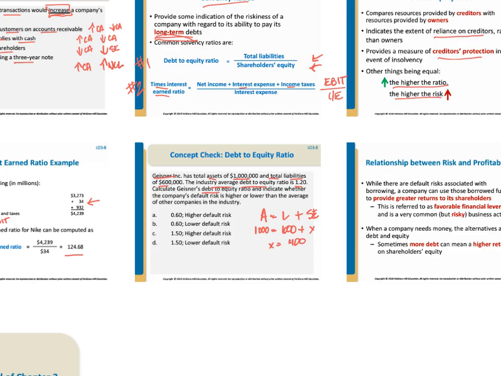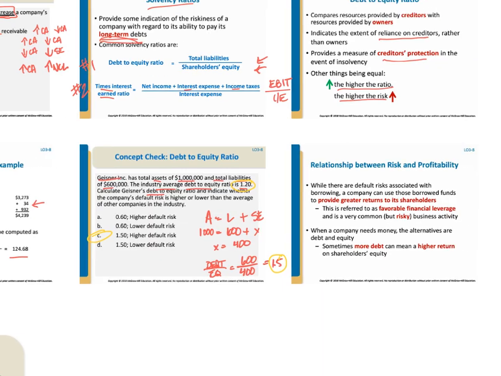Now that we've solved for this, we'll go ahead and calculate our debt to equity ratio, which again is our debt or our liabilities over our equity, which includes our retained earnings for stockholders' equity. And this gives us a total of 600,000 over 400,000. And this would provide 1.5 as our debt to equity ratio. In comparison to the ratio that they give us for the industry, which is 1.2, we would state that our 1.5 has a higher default risk. So our answer to this would be C.